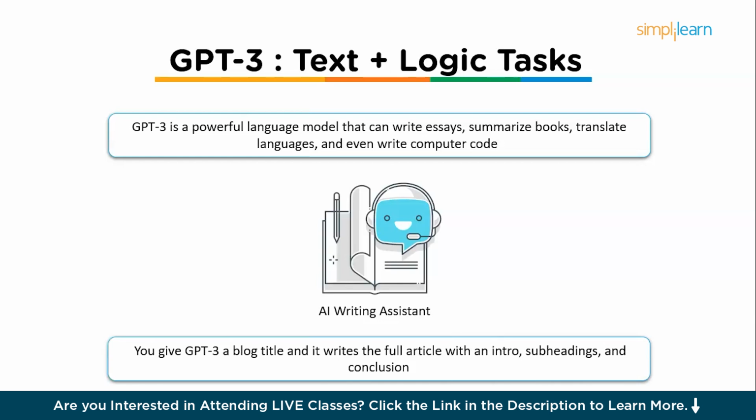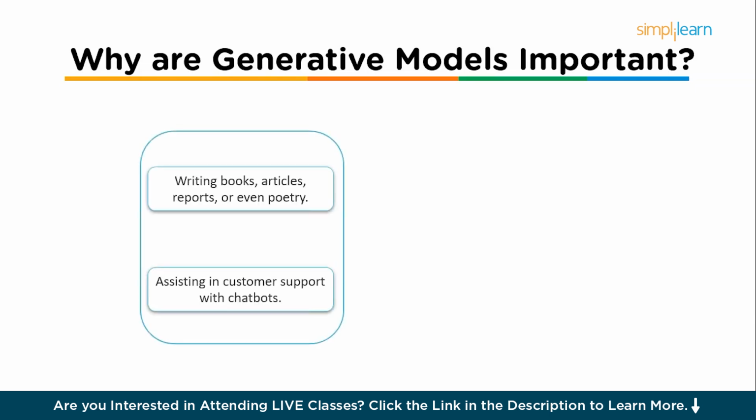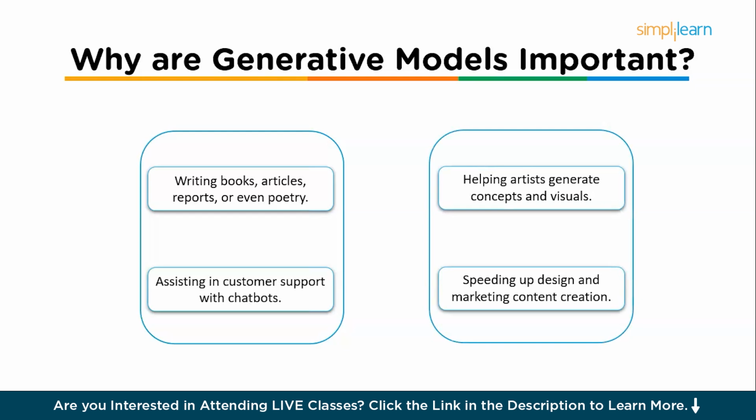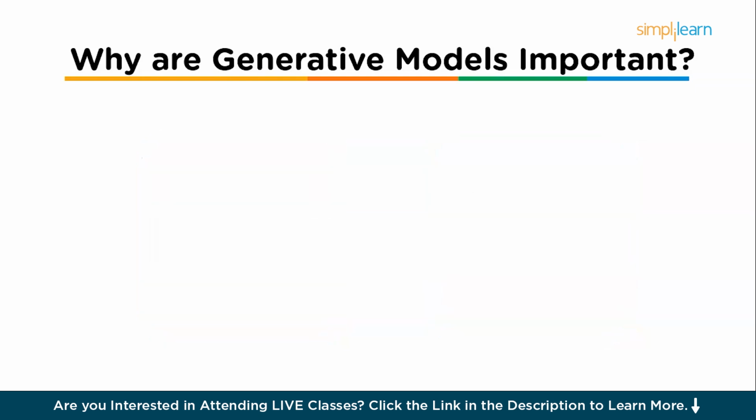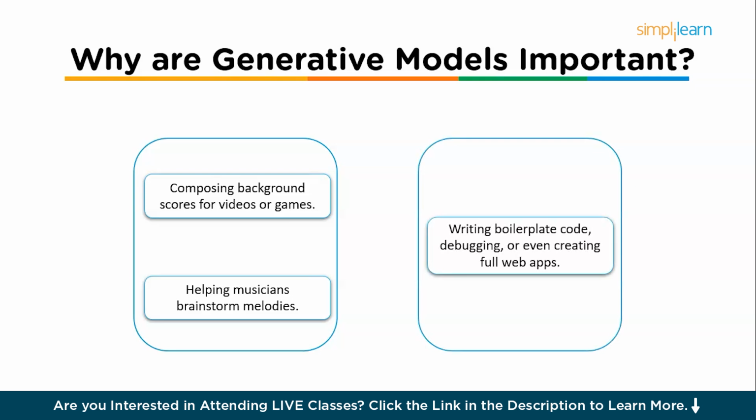So after knowing all this, let's move on and see why we use generative models. Generative models are changing the way we create content across multiple fields. Under the text field, we are writing books, articles, reports, or even poetry, and assisting in customer support with chatbots. Under images, we are helping artists generate concepts and visuals, and speeding up design and marketing content creation. Under music, we are composing background scores for videos or games, and helping musicians brainstorm melodies or lyrics. And finally, under coding, we write boilerplate code, debug, or even create full web apps.